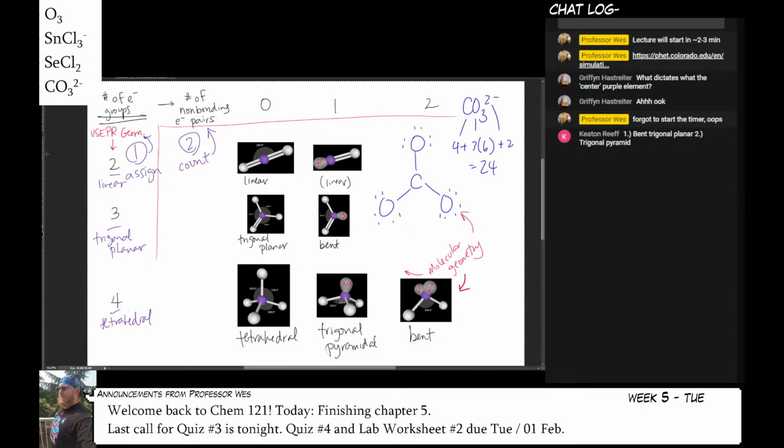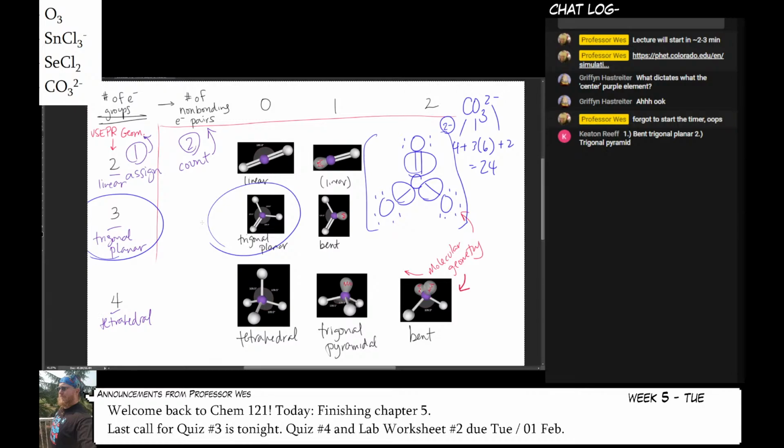Don't have an octet on the central atom, so I'm going to erase. There we go. And then there's our structure. All right. How many electron groups are around the central atom? 1, 2, 3. So its VSEPR geometry is trigonal planar. Of those 3, how many are electron pairs? None. So its molecular geometry is also trigonal planar.